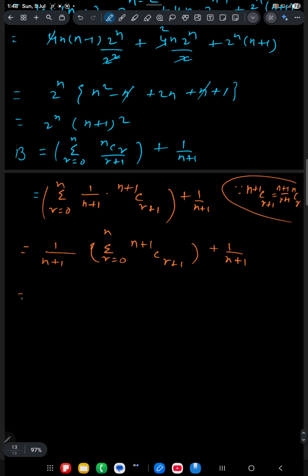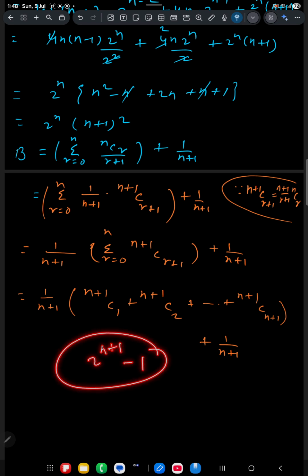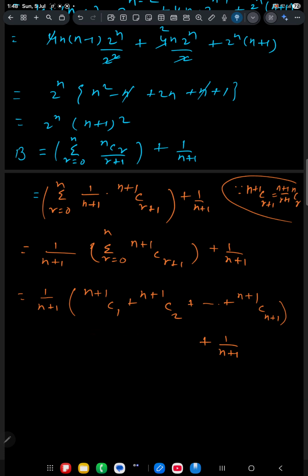Now if we put 1 upon n plus 1 and again expand, so n plus 1 C 1, n plus 1 C 2, and so on up to n plus 1 C n plus 1, and one more thing, plus 1 by n plus 1. Now here we are missing one term, that is, it should start with n plus 1 C 0, and n plus 1 C 0 is nothing but we can write it as 1 also. That means if we subtract from 2 raised to the power n plus 1 the 1, then we will get our purpose. So we will do that.